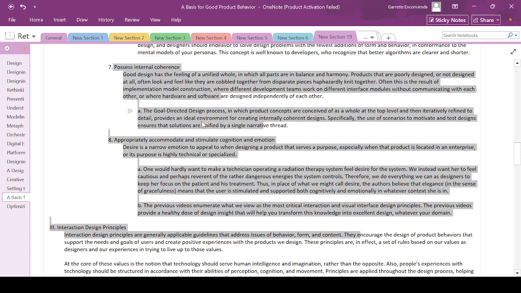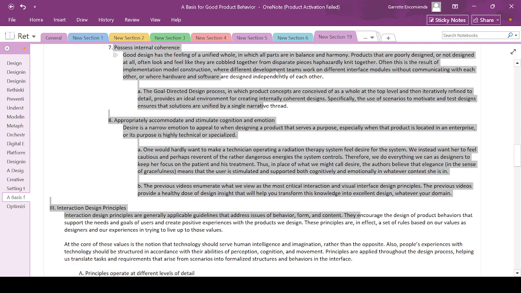Possess an internal coherence. Good design has the feeling of a unified whole in which all parts are in balance and harmony. Products that are poorly designed or not designed at all often look and feel like they are cobbled together from disparate pieces haphazardly knit together. Often this is the result of implementation model construction, where different development teams work on different interface modules without communicating with each other, or where hardware and software are designed independently of each other. So you need to provide a coherence.